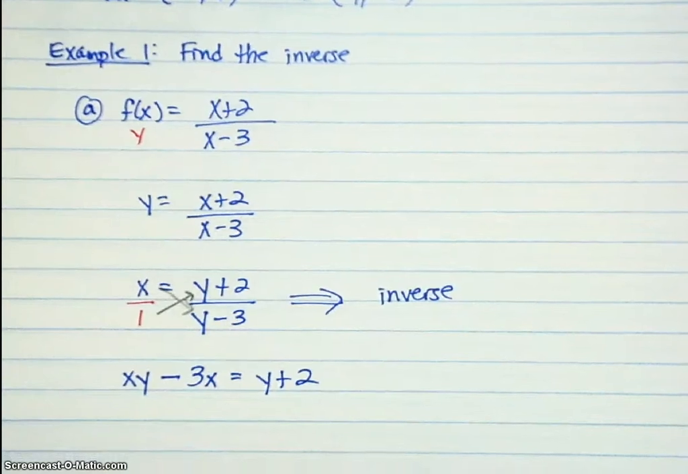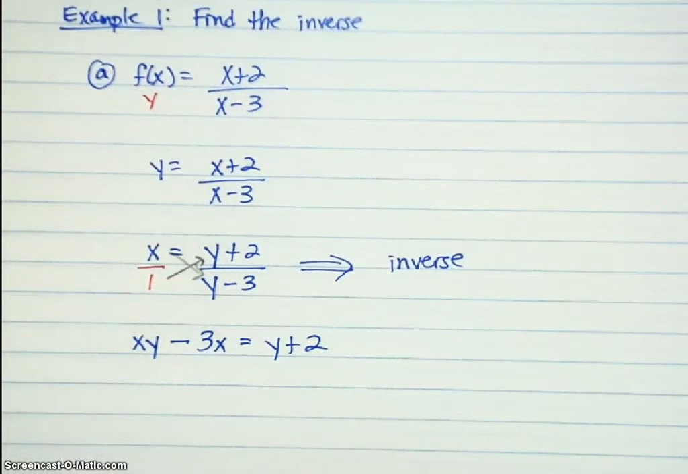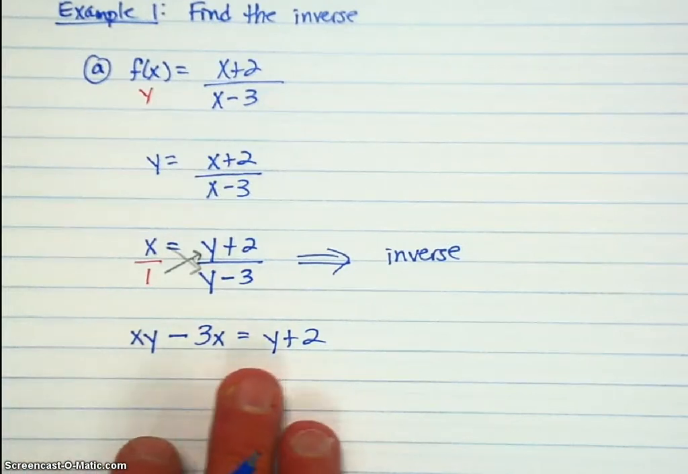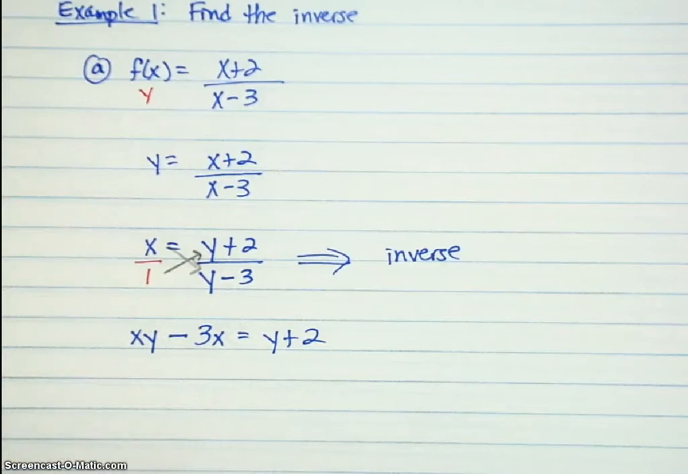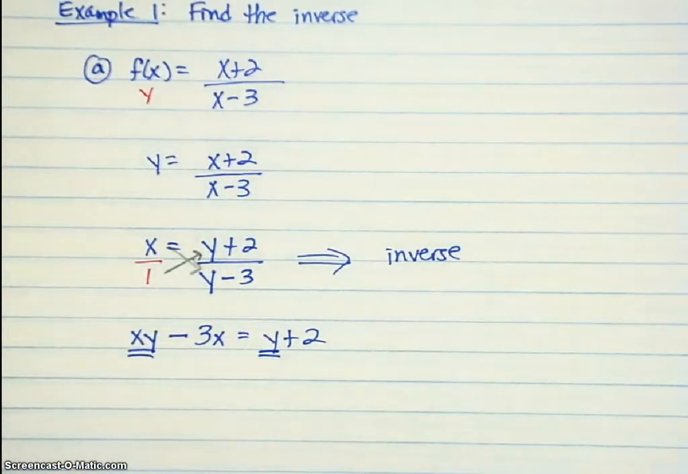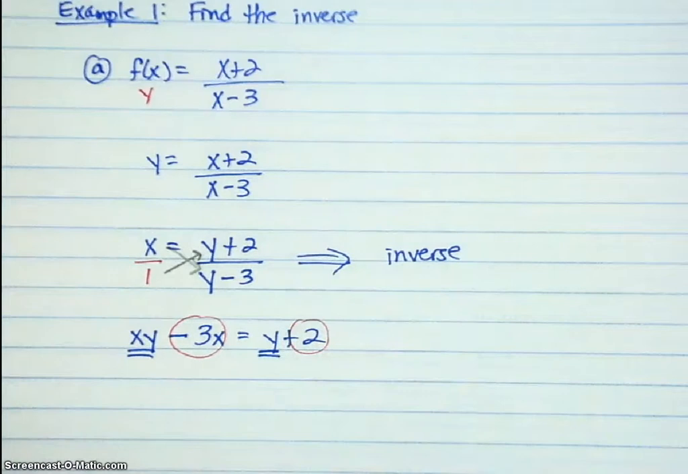Now, that looks a little crazy, looks a little messy, but we're going to clean it up here real quick. Now, here's the idea with inverses. Any term that has a y in it, you want to move it to the left-hand side. Okay? So this here and this term here, they both have y's in them. I want them to be on the left-hand side. Everything else, which would be the 3x and the 2, I want to move to the right-hand side.